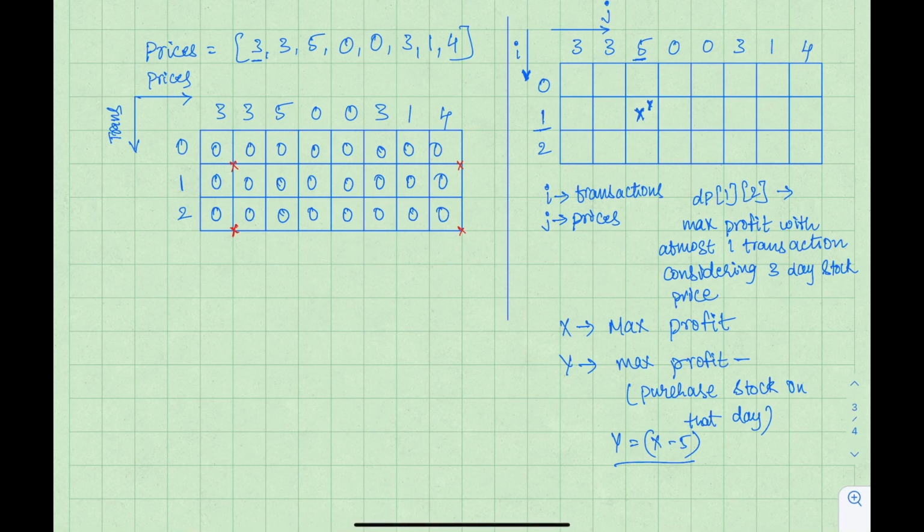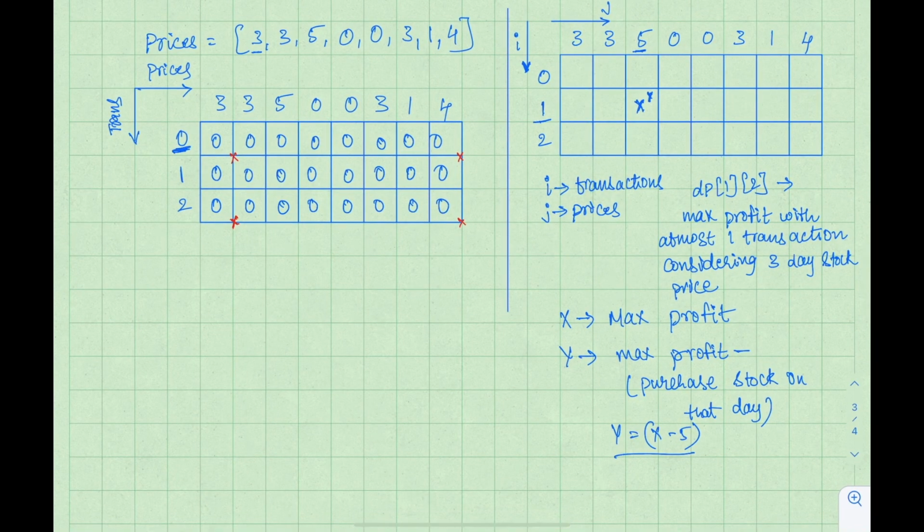What is the reason that I am going to only update this region? The reason is that for 0 transactions, considering any day of the stock prices, you are not going to make any transactions. You are going to make only 0 transactions. Then all these values are going to remain zeros, so we need not update any of these.